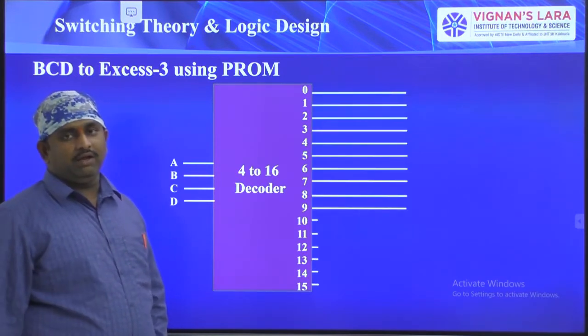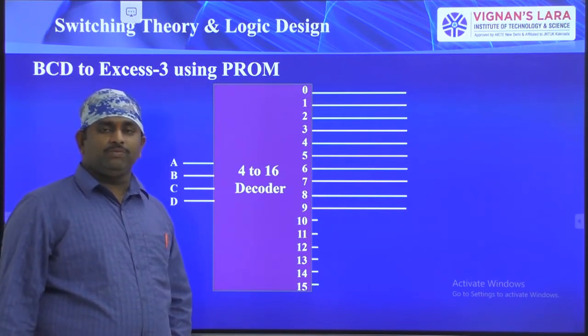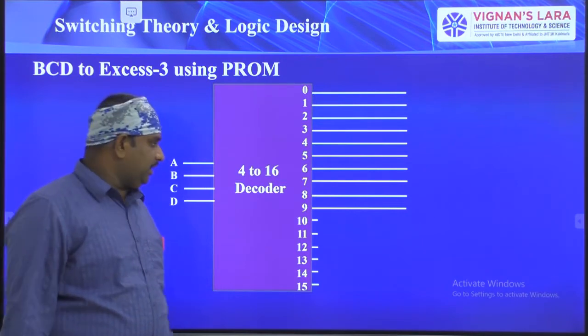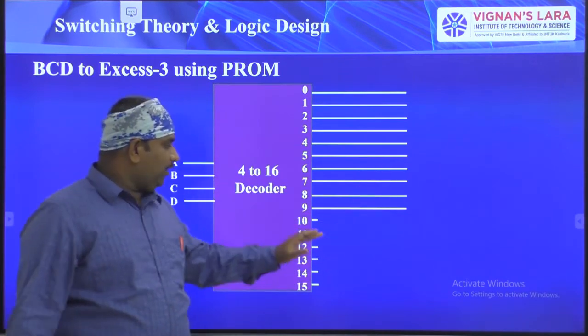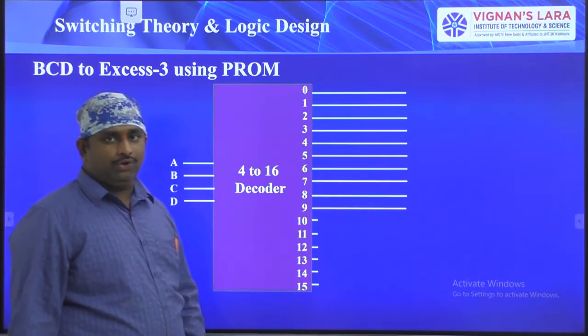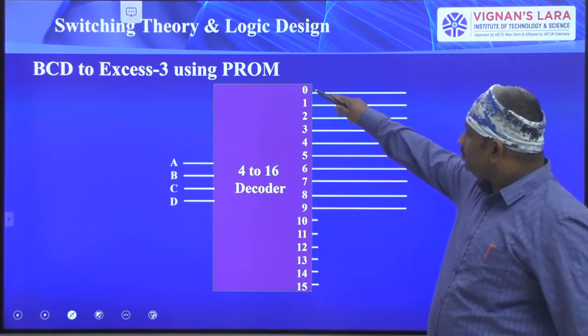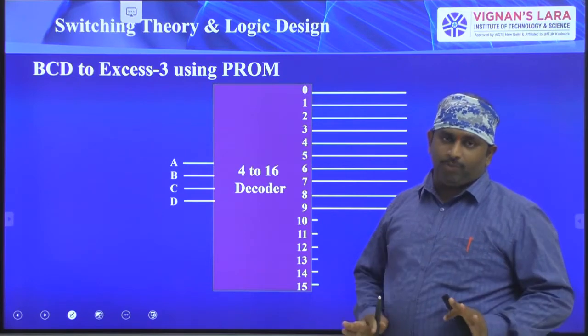So coming to this 4 to 16 decoder, for the XS3 we are representing 0 to 9. After 9, 10 to 15 we are not representing. So for that reason, I have drawn outputs 0 to 9 here, and not 10 to 15. So it's a very simple diagram. Here 0, 1, 2, 3, 4, 5, 6, 7, 8, 9, totally 10 outputs are available.